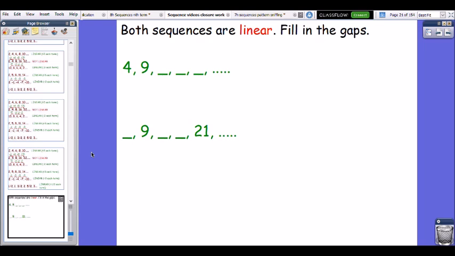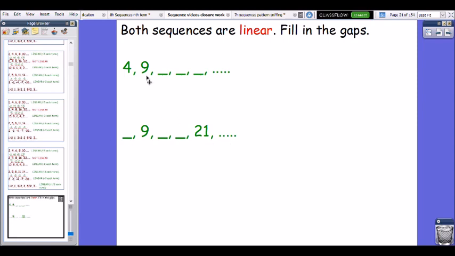Okay, so let's move on to our next activity. So I'm going to tell you both of these sequences are linear. Please can you pause the video and see if you can fill in the missing gaps in these sequences. Okay, so the first one's definitely easier than the second question.